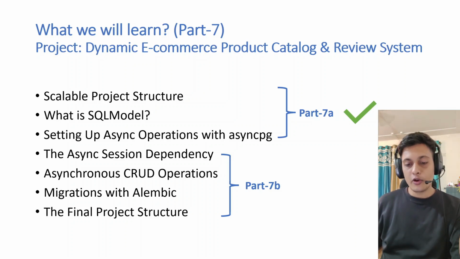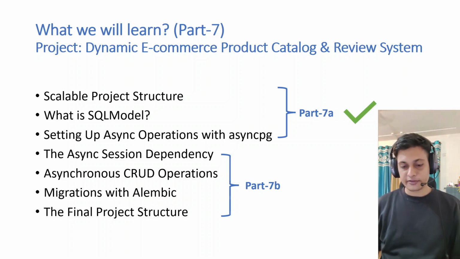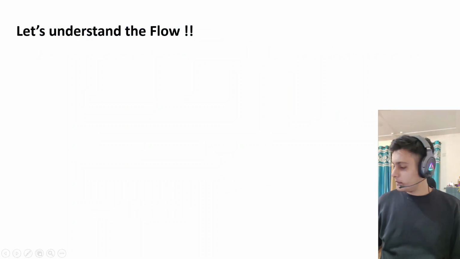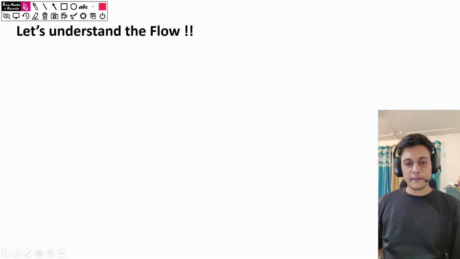So before going further into all those topics which we are going to cover in this part 7b, that is this async session dependency, this asynchronous CRUD operations, this migration with Alembic, we are going to understand the flow. So let's understand this flow once. Let's take what are the things which we have covered till now and what is the flow which this application needs.